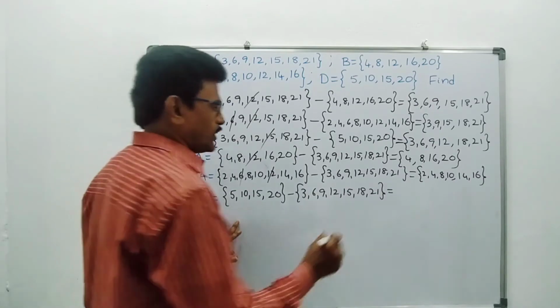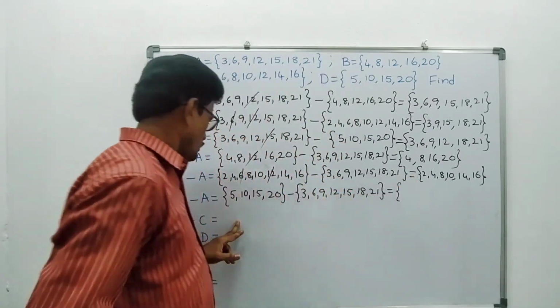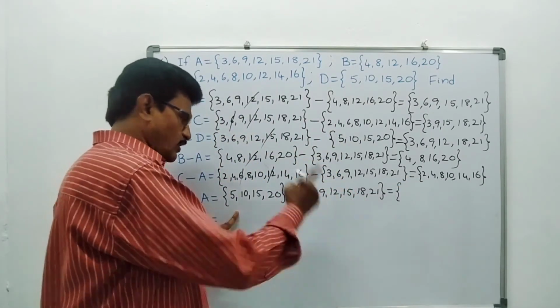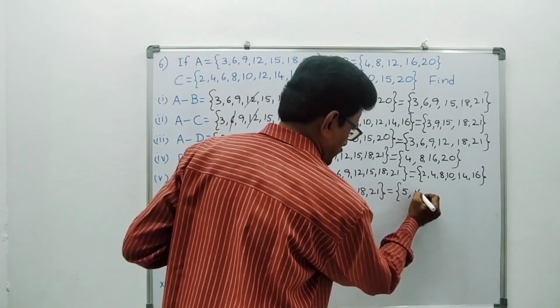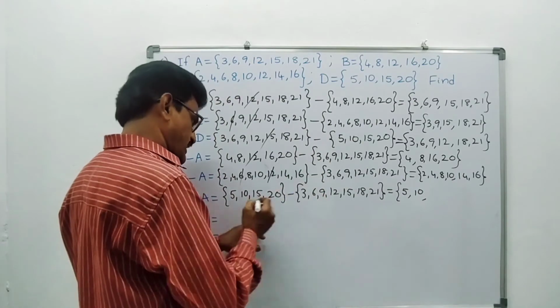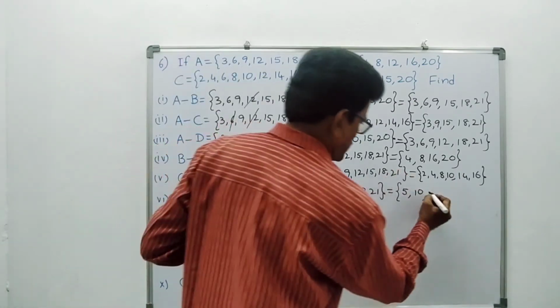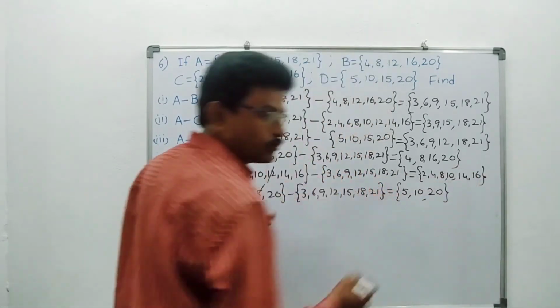See, what is the result? Simply you observe first 5. Is it there? No. Write down the 5. Okay. Now 10. It is also not there. Write down. Now 15. Yes, it is there. So cut that one. Now 20. It is not there. Okay. In this way also you can write.